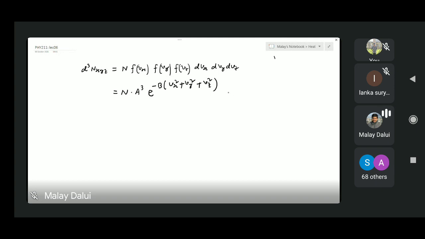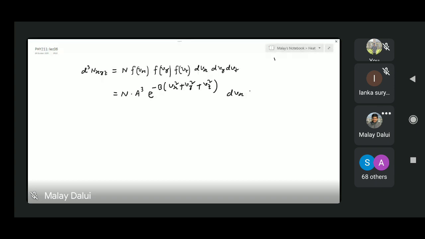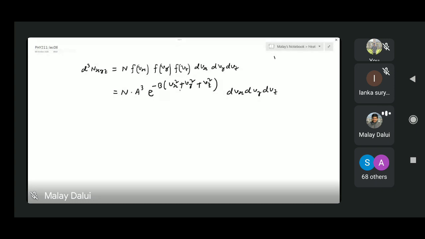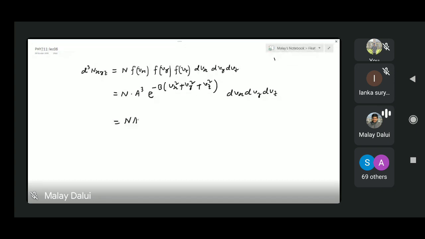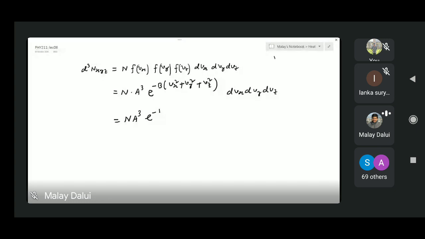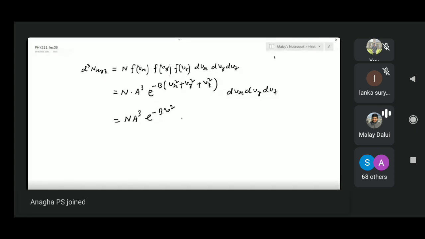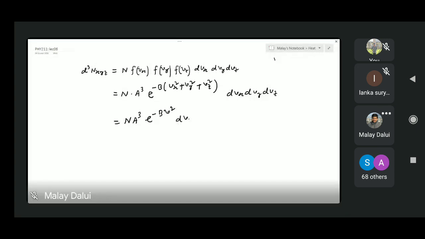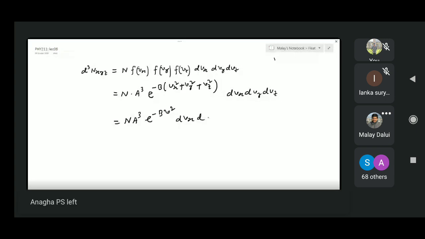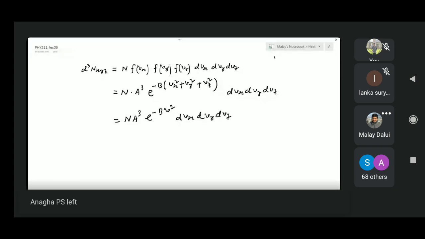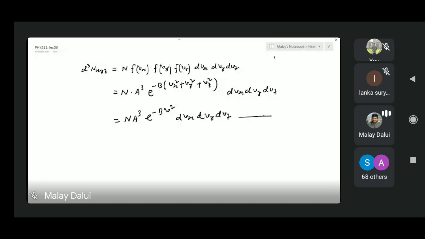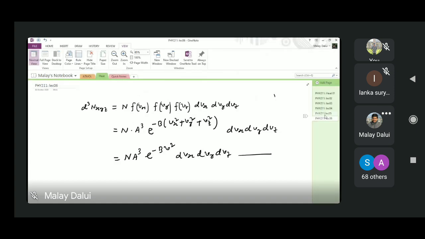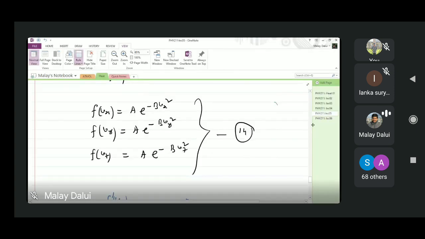Then the volume element dvx dvy dvz, and we know that vx square plus vy square plus vz square add up to give you the square of the magnitude of the velocity. Let's call this equation, what was the last one? It was 14, so it will be 15.